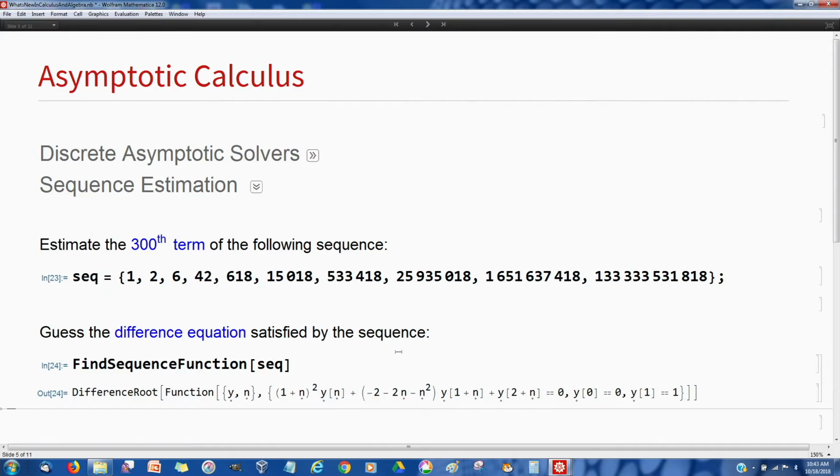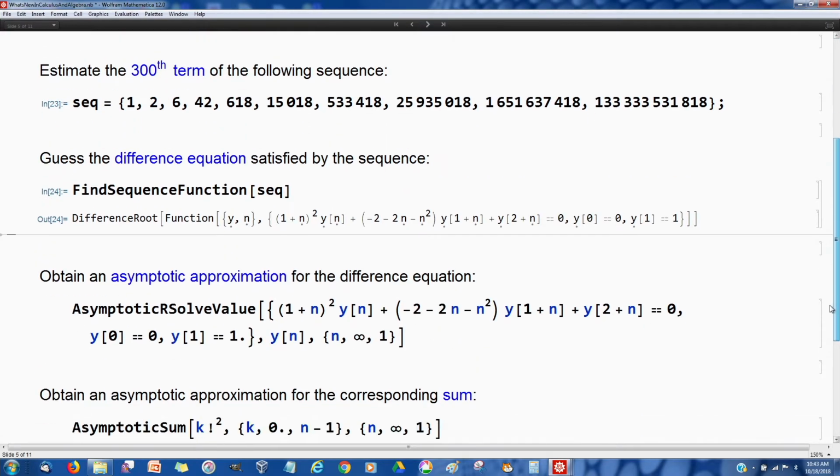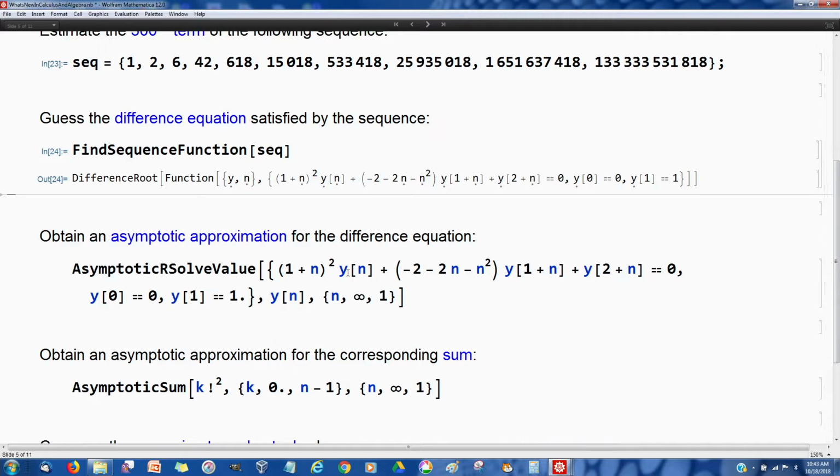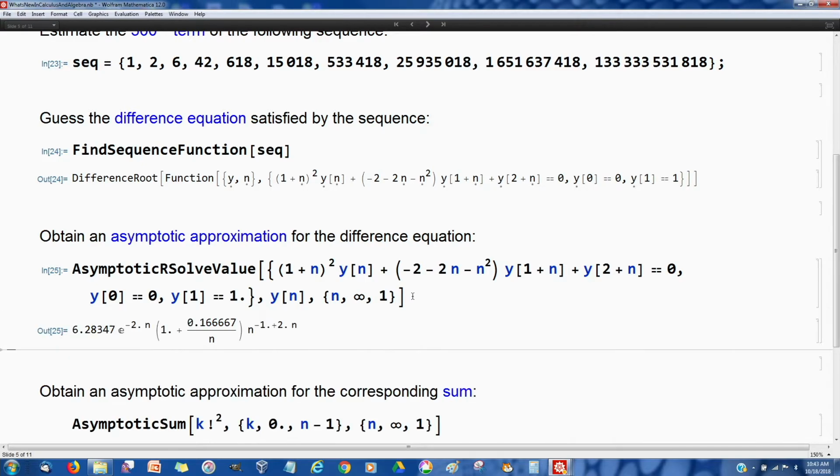But now what we can do is take this thing over here and feed it to our new solver, which is AsymptoticRSolveValue. And I make sure to put a decimal point in one of the initial conditions. And then, lo and behold, it gives back an approximate formula. And that approximate formula is pretty good. But I said it's a God-given sequence. It's not quite that. I chose it very carefully, actually.